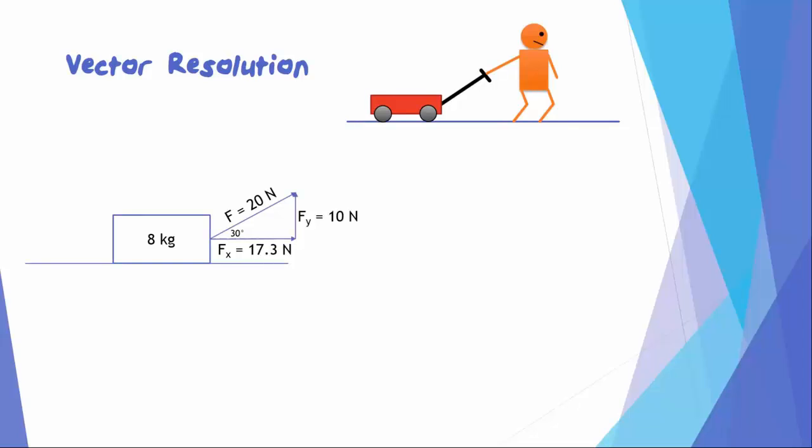Now that we know the horizontal component of the force is 17.3 newtons, we can calculate the acceleration of the wagon. So a equals F net over m. The net horizontal force is just the 17.3 newtons. We'll divide that by the 8-kilogram mass and find that the acceleration of this wagon is 2.16 meters per second squared.